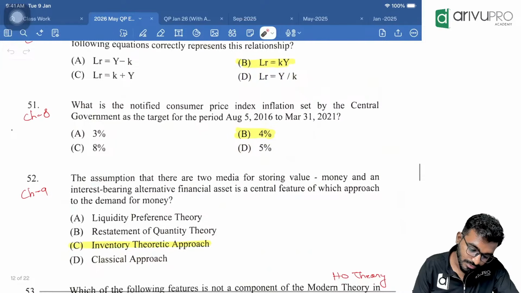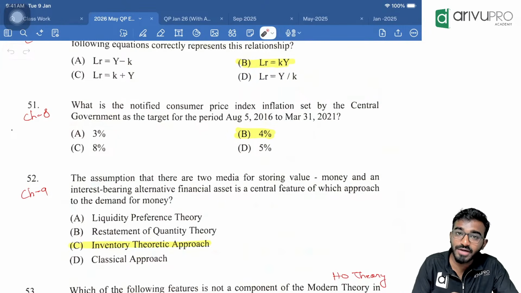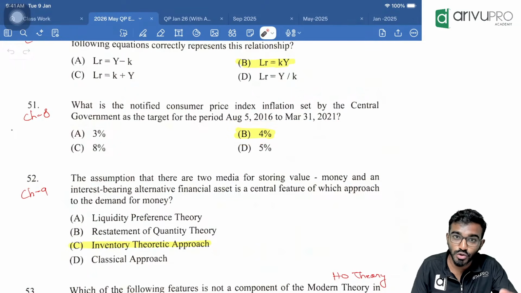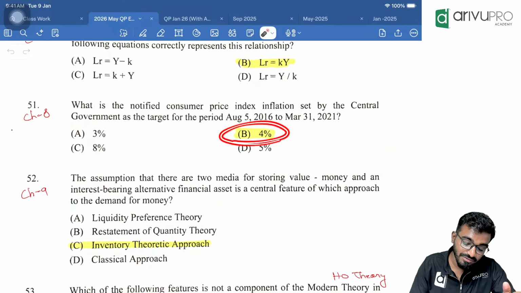Next. See, May 26 attempt paper, recent attempt paper. What is the target set by the Government of India and the RBI for achieving inflation between August 5th, 2016 and 31st March 2021? 4%. Upper tolerable 6, lower tolerable 2, but achievable CPI inflation is 4.